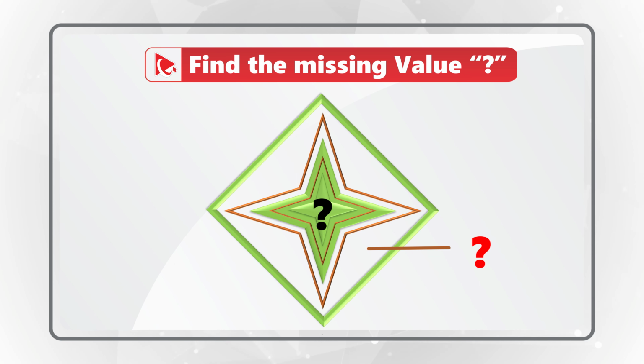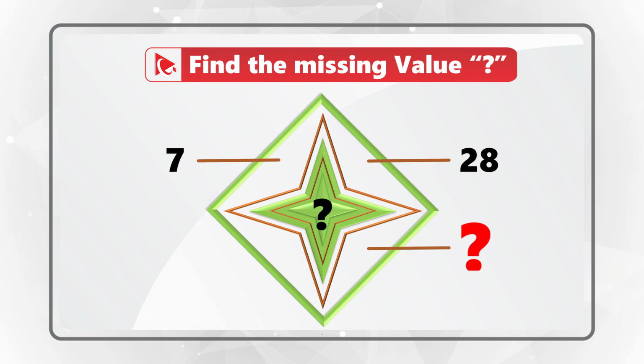For example, number 7 is at 11 o'clock, number 28 at 1 o'clock. Then comes the missing number at 5 o'clock, and then there is a number 448 at 8 o'clock. In the center of the combined shape, there is also a missing number represented by the question mark.